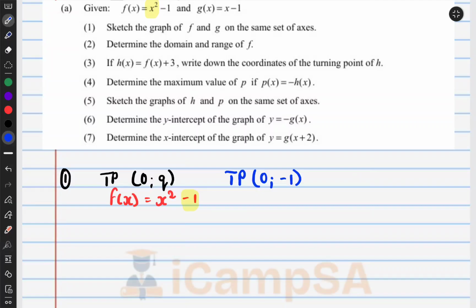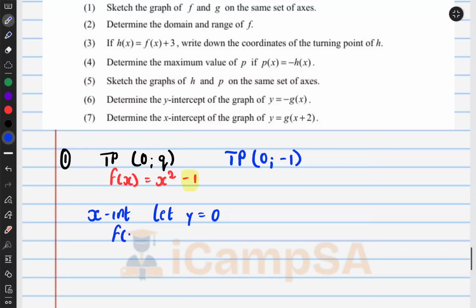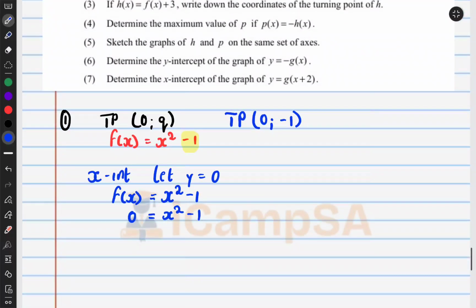So find the x-intercept. Let y equal 0, because that is where our function will actually cut the x-axis. The x-intercepts, if we do have them, because some functions don't have x-intercepts. But for this one, let's find the x-intercept. We say let y equal 0. So f(x), remember, is actually our y. So f(x) = x² − 1. I'm going to say 0 = x² − 1, and then we take the 1 to the other side. We're going to have 1 = x².